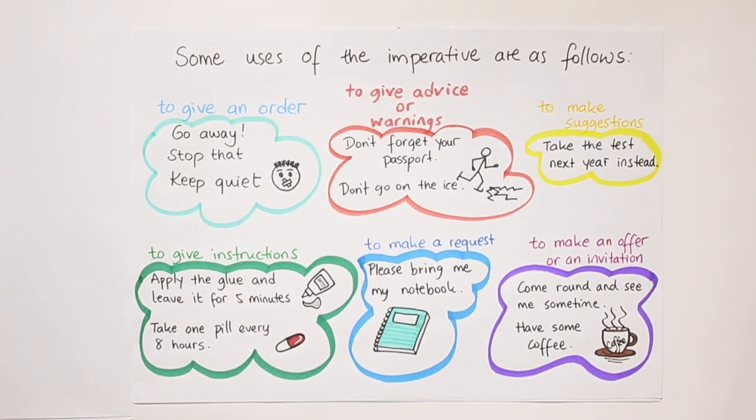Here are some uses of the imperatives. To give an order: go away, stop that, keep quiet. We use it to give advice or warnings. Don't forget your passport. Look at our stickman. There is thin ice, so we say, "Don't go on the ice," as a warning. We use it to make suggestions. Take the test next year instead. So instead of having the test this year, he suggests having the exam next year.